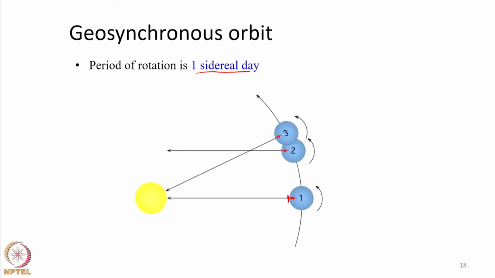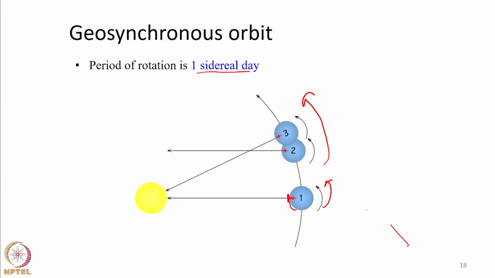Now, the Earth is rotating around itself. At the same time, the Earth is revolving around the Sun in an elliptical orbit. So, the Earth is simultaneously rotating around itself and also revolving around the Sun. Let us say the Earth is rotating like this. We say one full rotation has been completed when the same point completes this circle and comes to this same starting point.